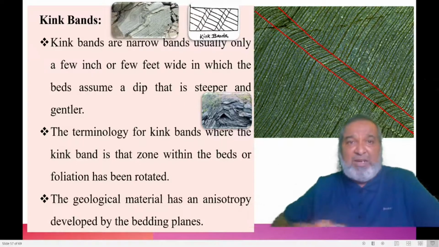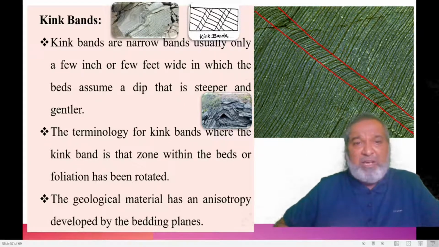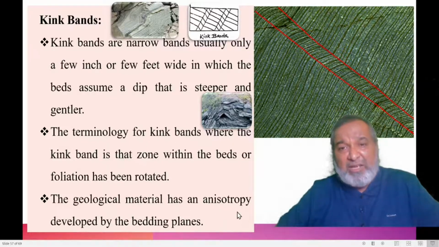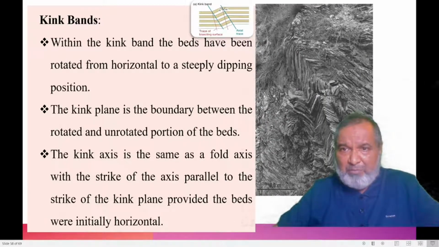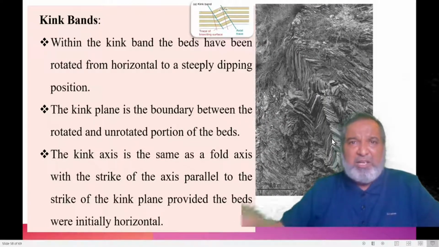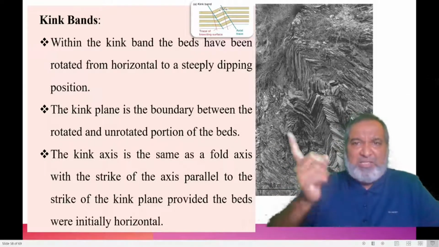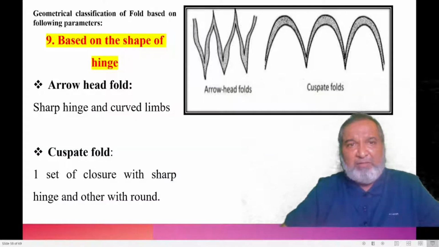And this is one band. Kink bands are formed in a zone within the bed or in a foliation. Geological material has an anisotropy developed by the bedding plane. So in this we are going to make out again this portion of band, a zone, in which steep dipping will be there. So that is the kink fold.